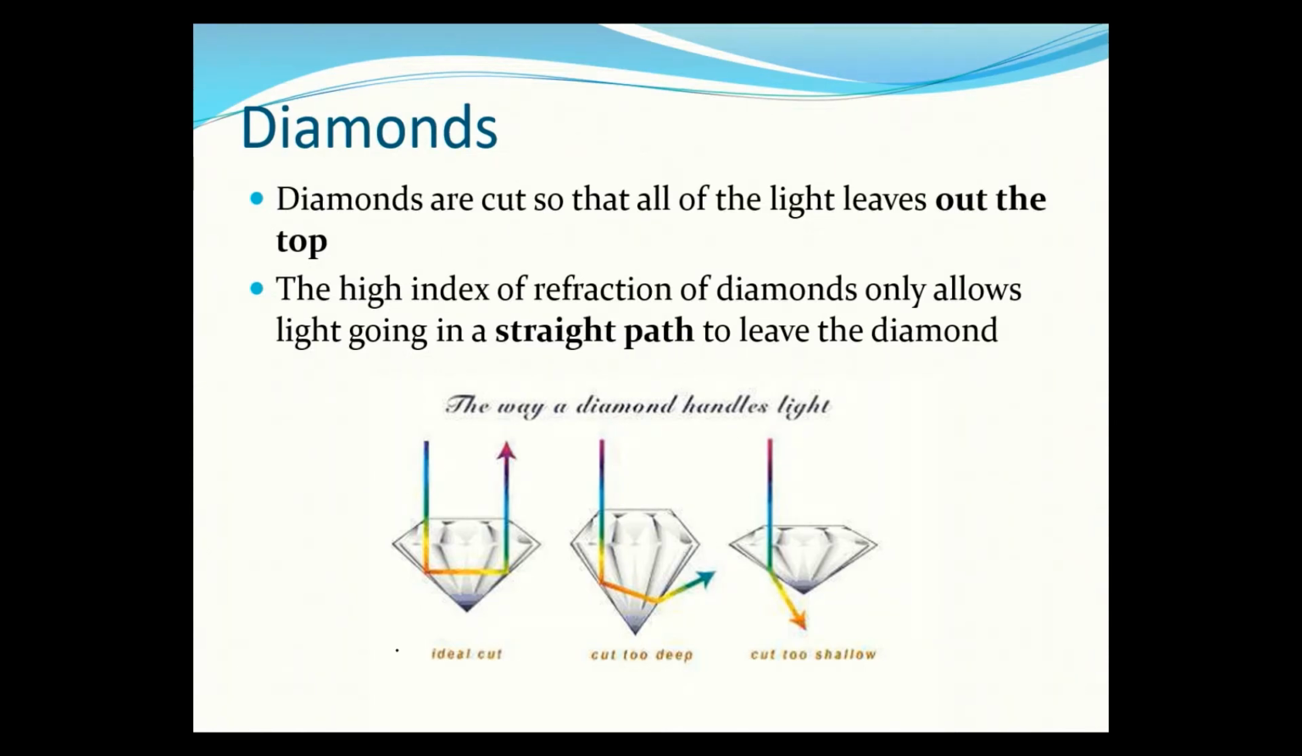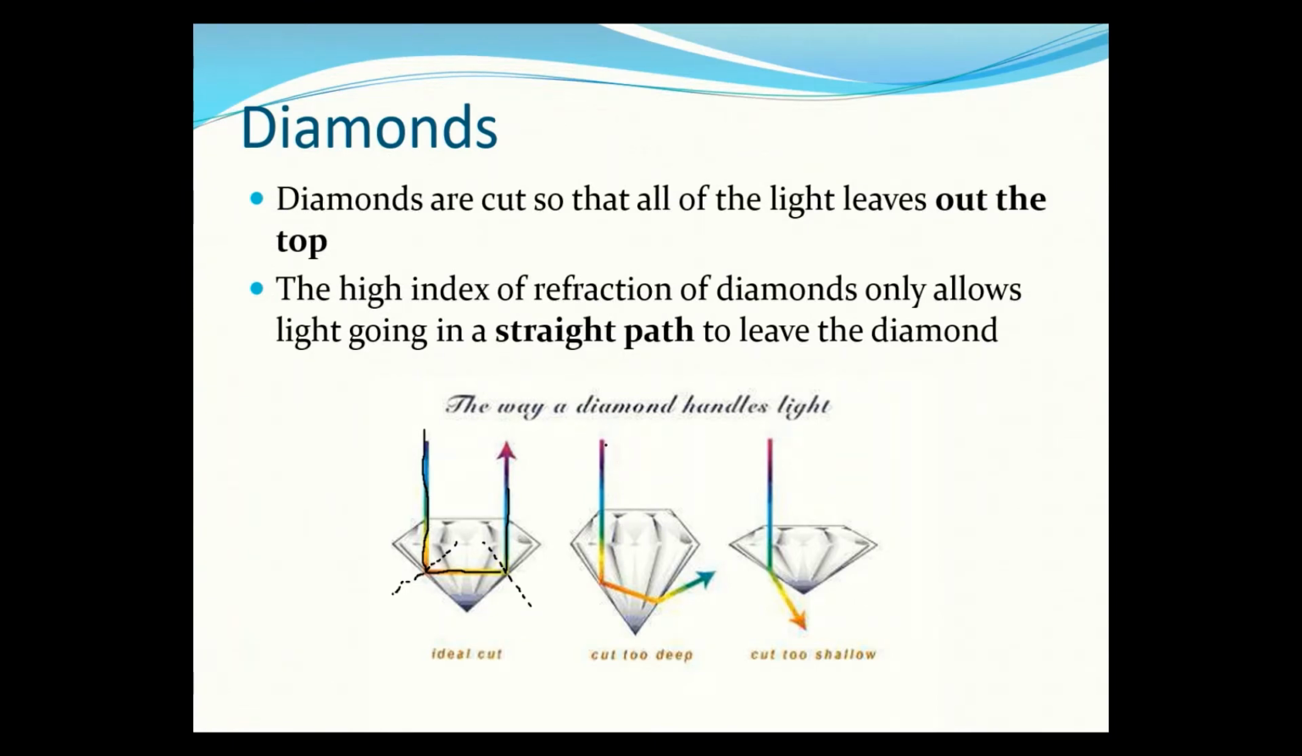So this is an ideal cut for a diamond. This light coming in just goes straight through, because if you send it straight in, it'll just go straight through. But this angle, if we draw a normal line, is past that critical angle. So it reflects. And then this angle is past that critical angle, so it reflects. So all the light coming in comes out. So that's why the diamond is sparkly.